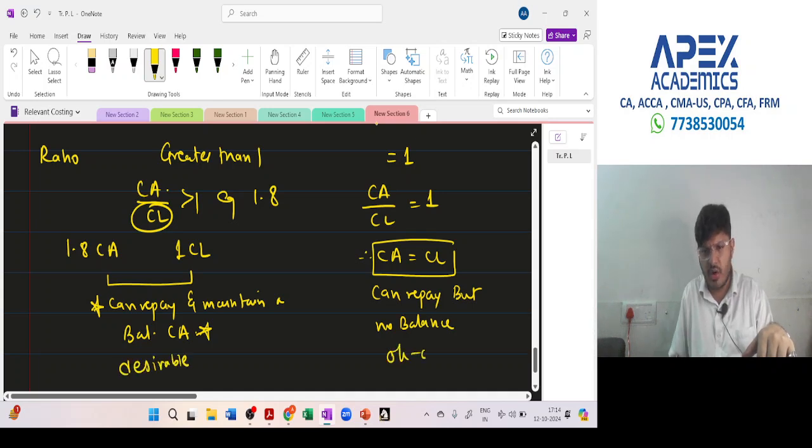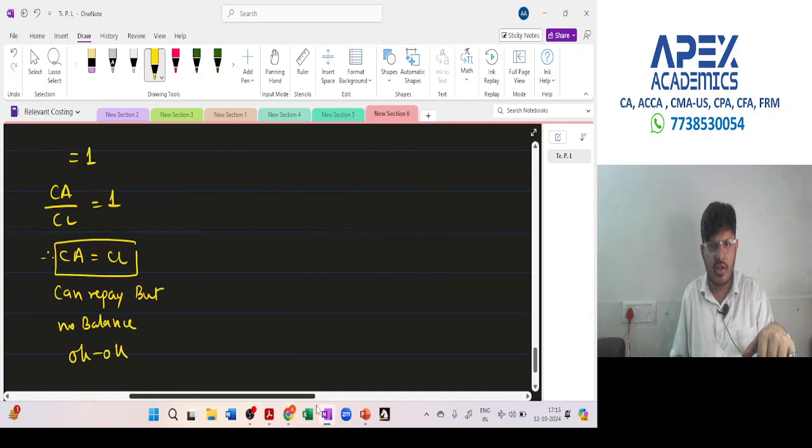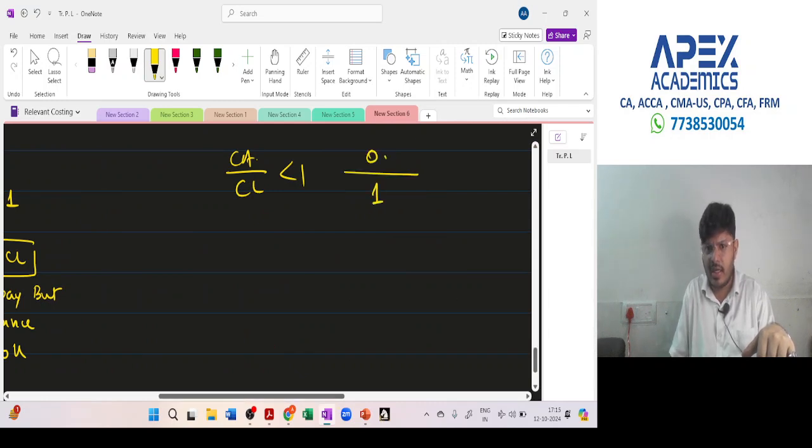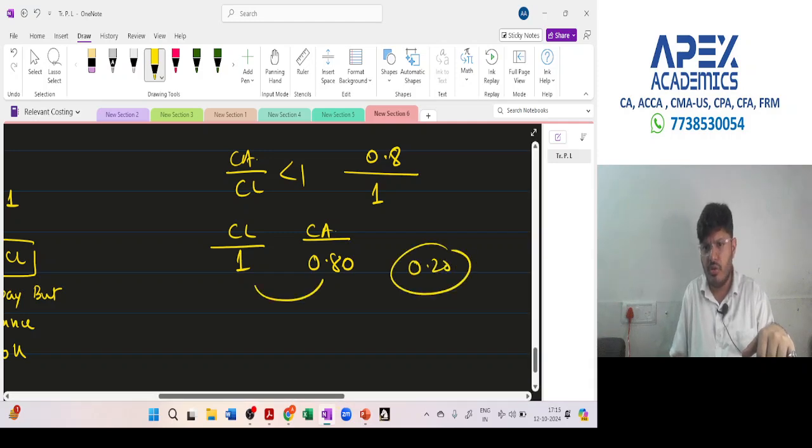This is okay. Now see the scenario that is bad. That current assets upon current liabilities are less than 1. Meaning, if current liabilities are 1, current assets are 0.8. आपको बाहर पैसा कितना देना है? 1 रुपया. आपके पास पैसा कितना है? 80 पैसा. Which shows that you have a shortfall of 0.2. What is this? This is a shortfall.